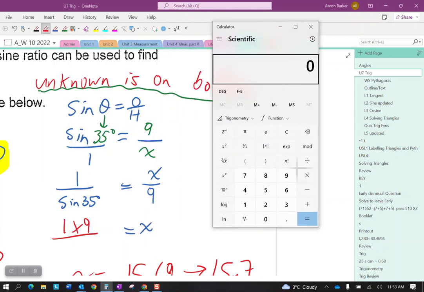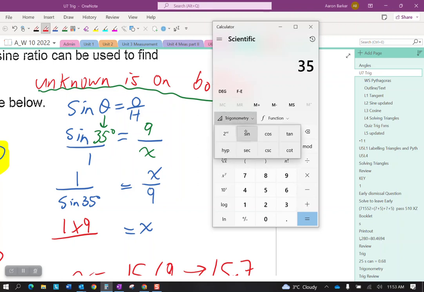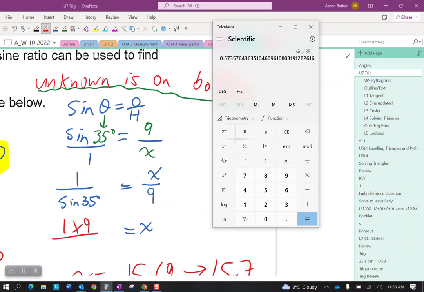Go to your calculator. Figure out the value for sine 35. Go and do it. What's sine 35 degrees? Benson? It's not a spectator sport, man. Sine 35 is 0.5735.